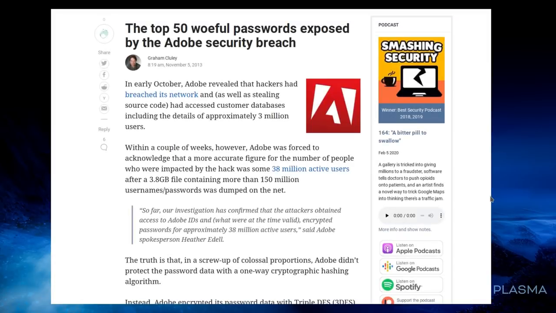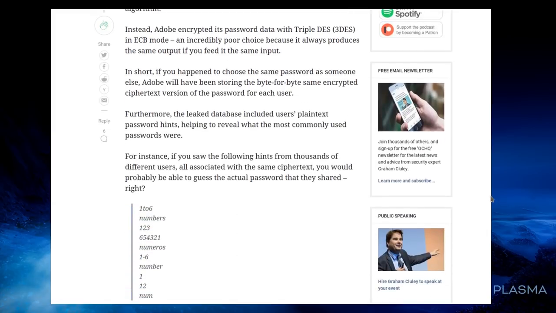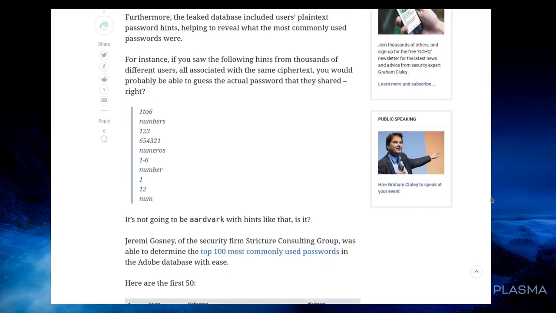Moving on to 2013, a company called Adobe suffered a data breach. Initially they thought there were 38 million active users, but it actually turned out to be 150 million user accounts, containing usernames and passwords. The problem was, Adobe didn't protect the data with a one-way cryptographic hashing algorithm. But they did at least encrypt the data, unlike RockYou. Although in reality, it wasn't really protected at all, so the whole database was decrypted within a few hours.